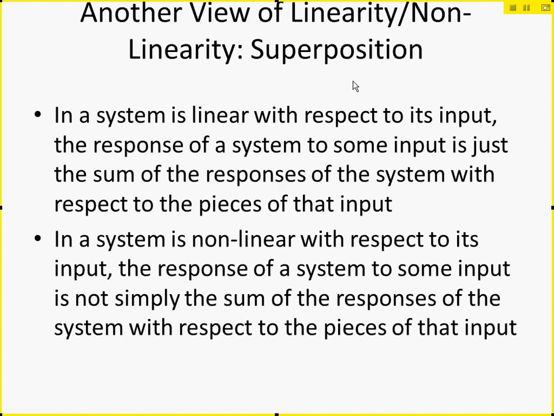If we have some arbitrary input, we can break it up into pieces that are simple to analyze, and we know how it responds to the whole system. But with a nonlinear system, we can't do that. And I want to show you this difference, okay? I want to give you a sense of this difference.